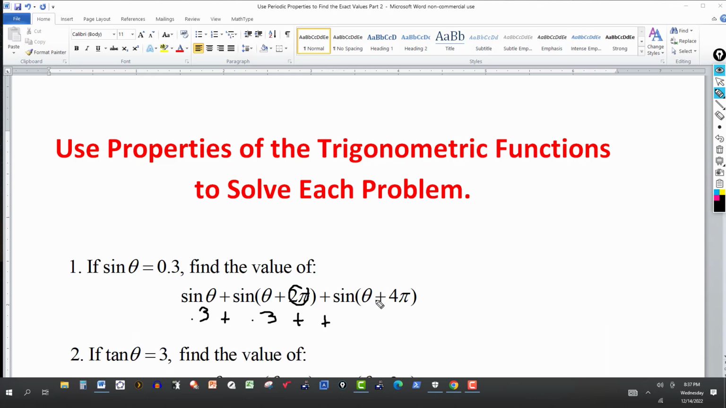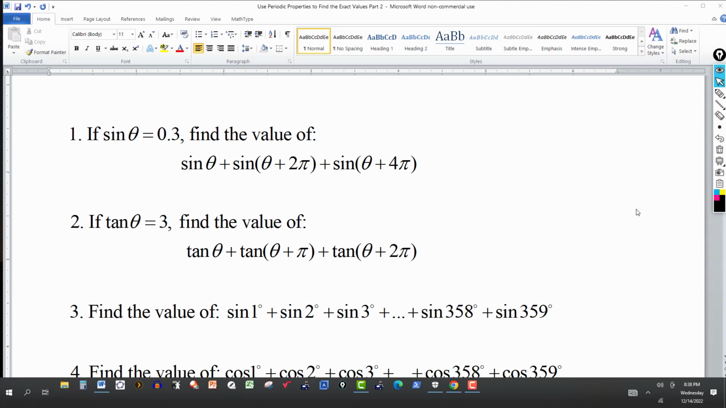The next one is the same sort of thing: the sine of theta plus a multiple of the period. Well, this is going to be 2 times 2 pi, and 2 pi is the period. So this would be the same thing as the sine of theta, which is, again, 0.3. And we need one plus sign here. So we add these up and get 0.9. And that's it for that one. Go to the next one then.